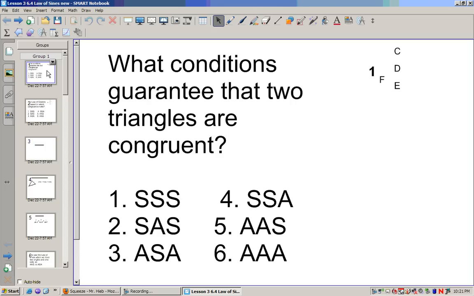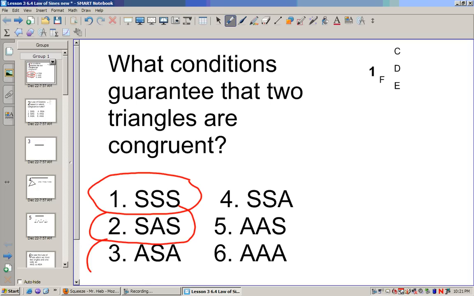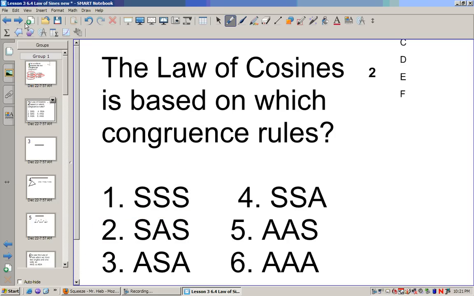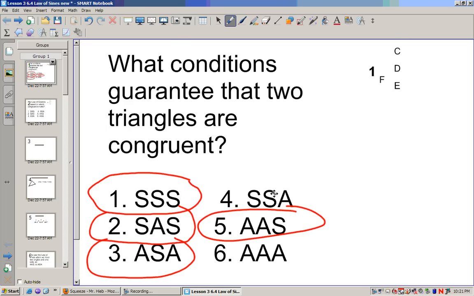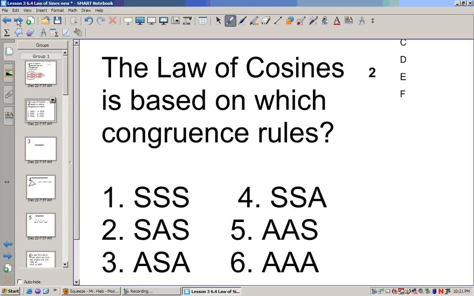What conditions guarantee you that two triangles are congruent? If we know all their sides are congruent, that will work. Side angle side will work. Angle side angle will work. And angle angle side will work. So that leaves SSA or AAA that do not prove congruence. Now the law of cosines is based on which rules? Well, we'll use side angle side to find the opposite side, and we can use side side side to find an angle.